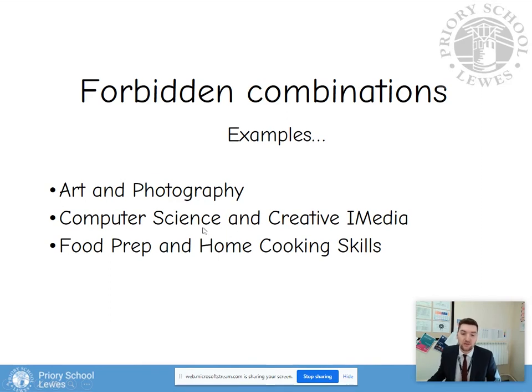We also say you cannot do computer science and creative media and food prep and home cooking skills. This is often to do with the overlap. We obviously want you to have as good and broad experience as possible.